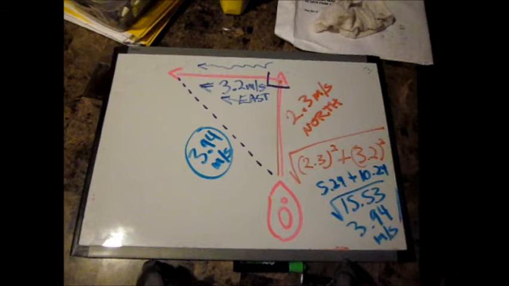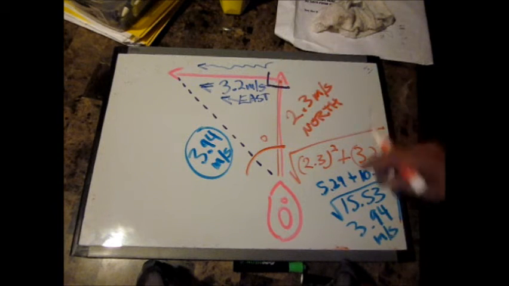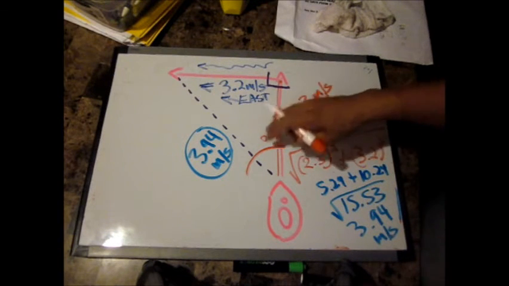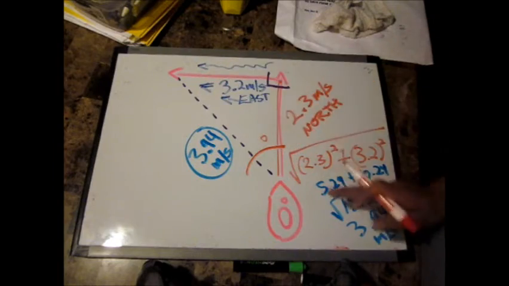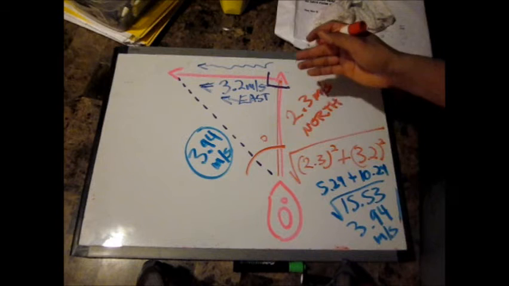Now the next part of the question is asking, what is our angle? At what angle does it move, or in which direction? So what they're asking for is which angle it is going when it's moving northeast. So it is moving northeast, but we want to find out the angle.